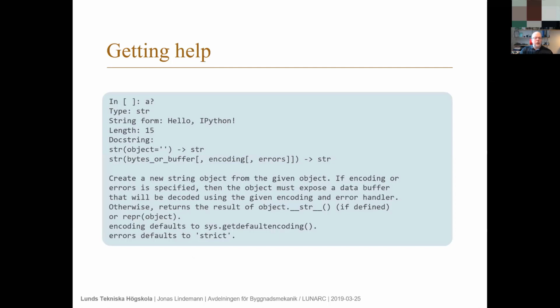So for example, here you have a question mark, and it says that this is of type string, it contains 'hello IPython', it has the length 15, and it also provides a documentation string. All objects in Python have built-in documentation, so you can always print this documentation out using the help command as well.